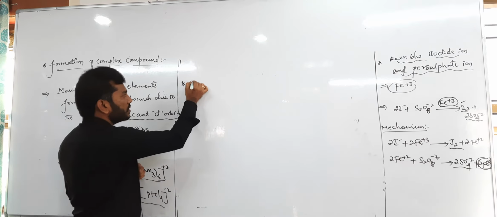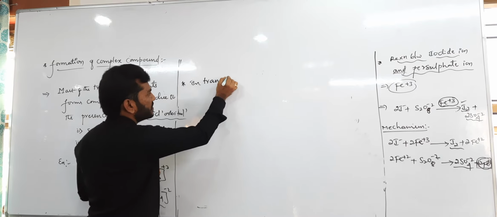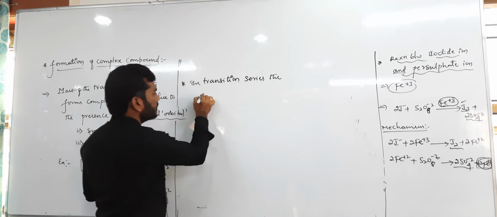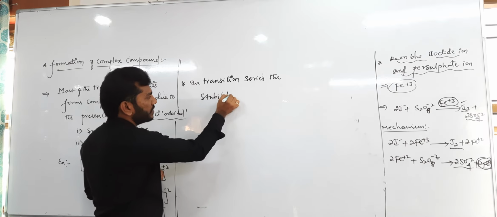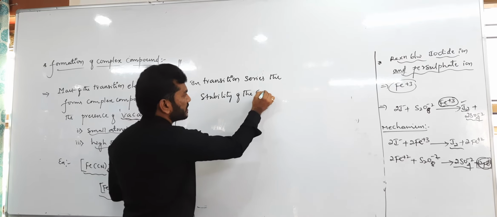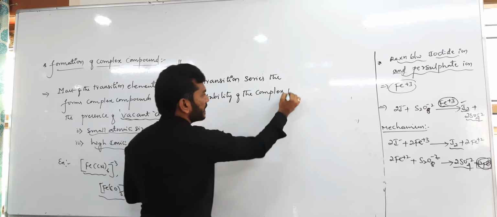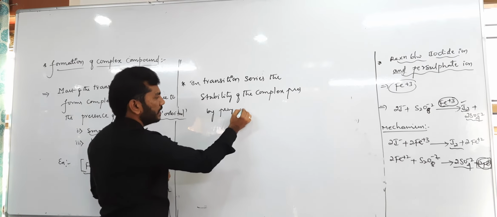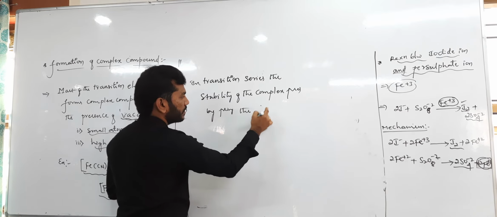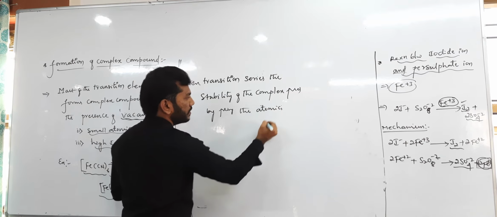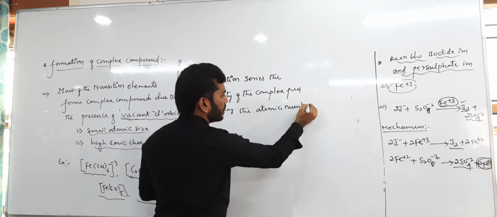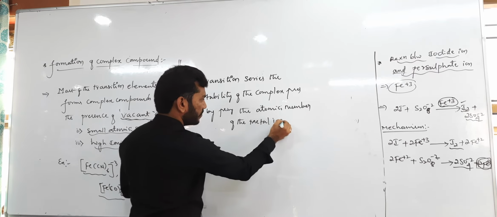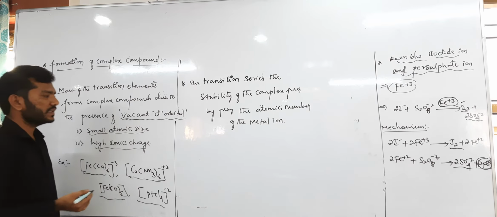Okay, so in transition series, the stability of the complexes, the stability of the complex increases by increasing the atomic number of the metal ion. Okay, this is the thing, guys.